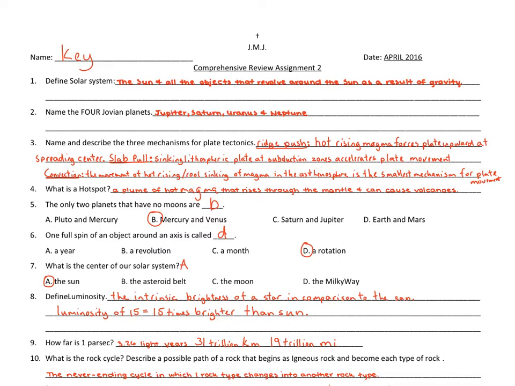Good. Moving along. 1 full spin of an object around an axis is called a rotation. That's like a top. Think about a top or a dreidel. You spin it, and when it's making 1 full rotation, that's spinning around its axis. It's a revolution when you move around another object. What is the center of our solar system? We'll go back to the first question. Center of our solar system would be a star called our sun. So A.